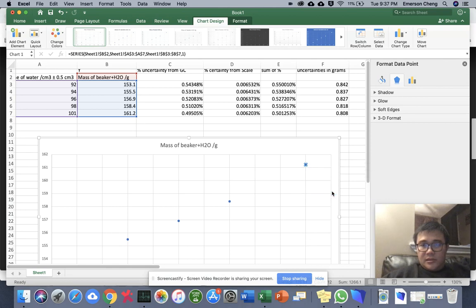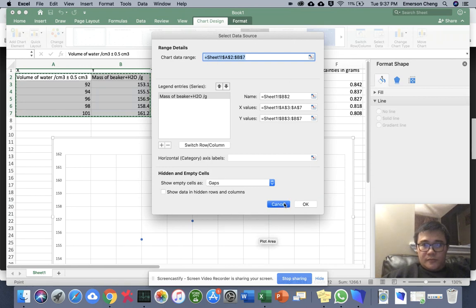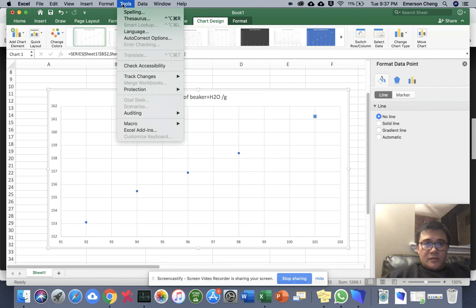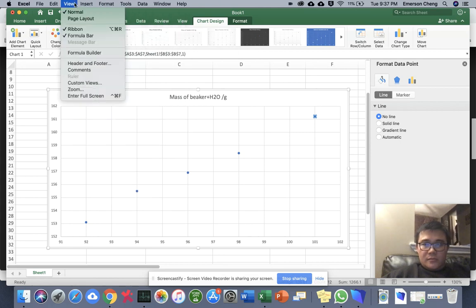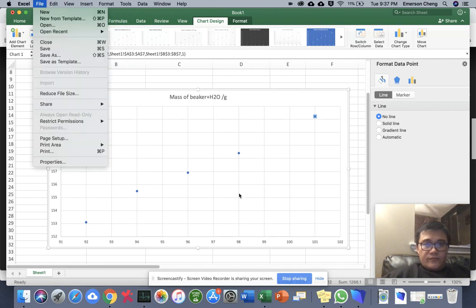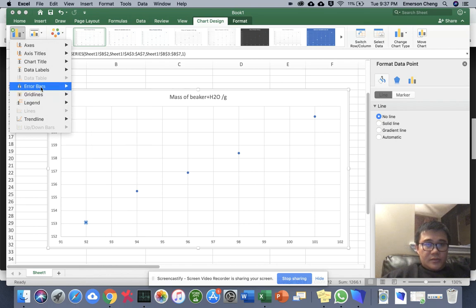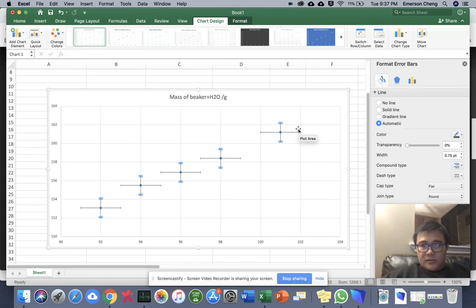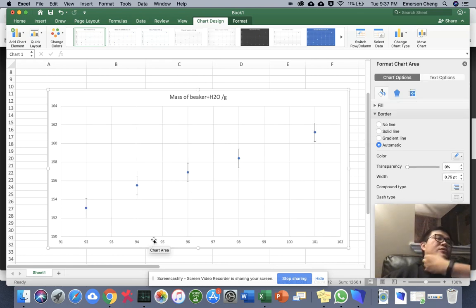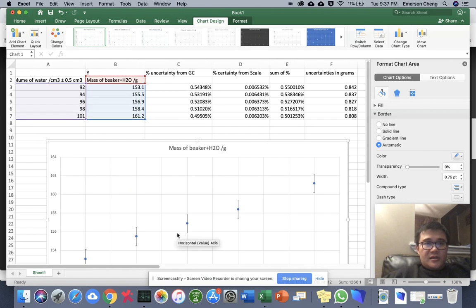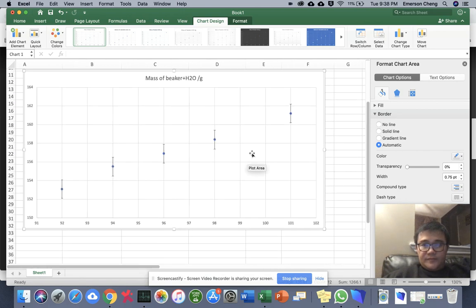Format data plot. Select data. Nope. Add chart element, error bars, right. It's none of these. You have to use the custom. You absolutely do not need horizontal error bars, simply because this here is the volume, which, as we said before, has no error bar. So you only need up and down ones.